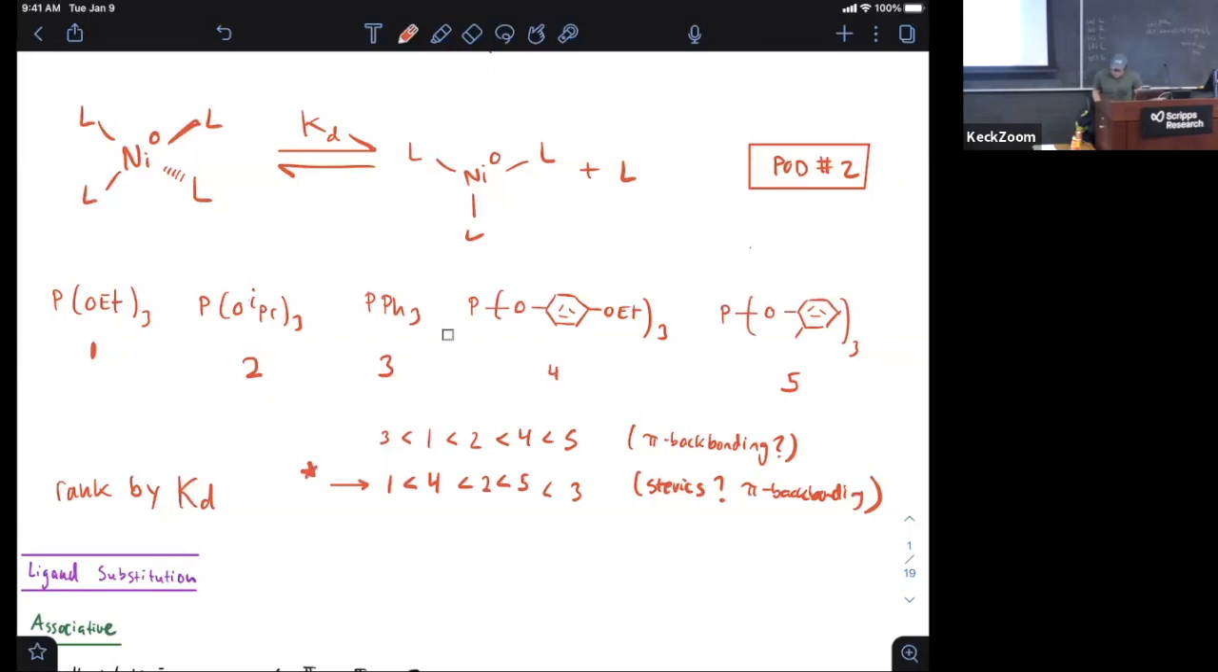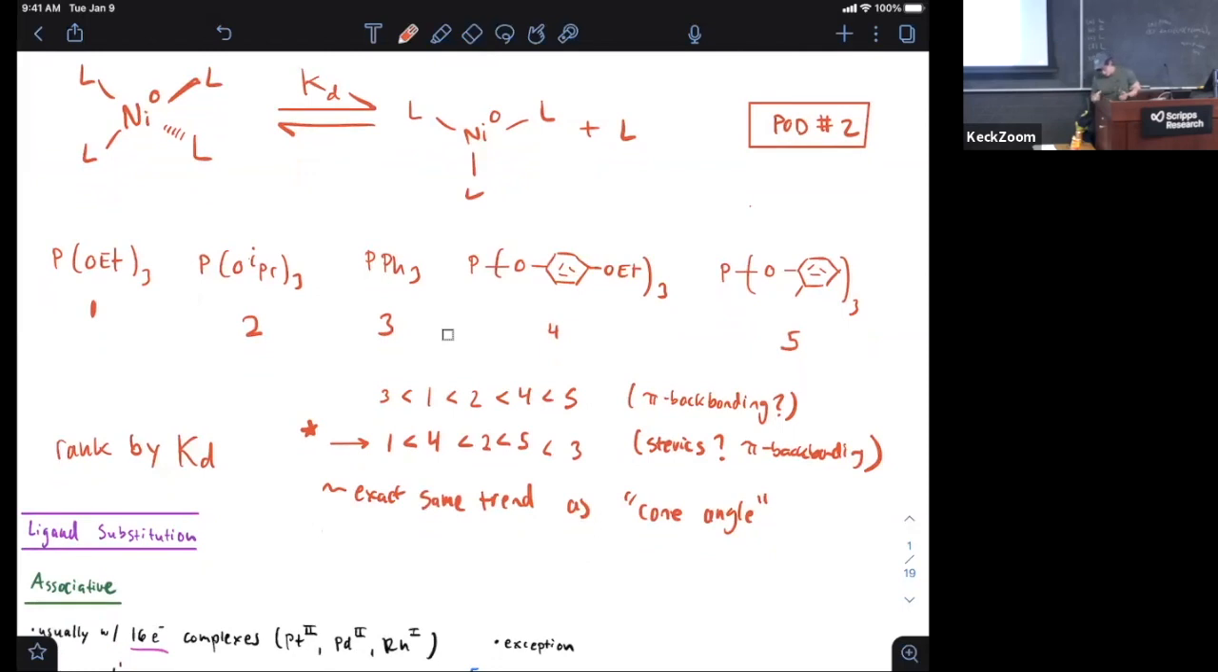And I think there's a couple of things to consider here. So what is the relative role of sterics versus electronics in this series? Sigma donating versus pi accepting. It turns out that the sterics have a dominant role here. So how do we know that? Because this is the exact same trend as cone angle. What does cone angle mean? That's a parameter that defines how bulky the phosphine is that we'll cover in a later lecture. So that correlation tells you that sterics are playing a dominant role here.